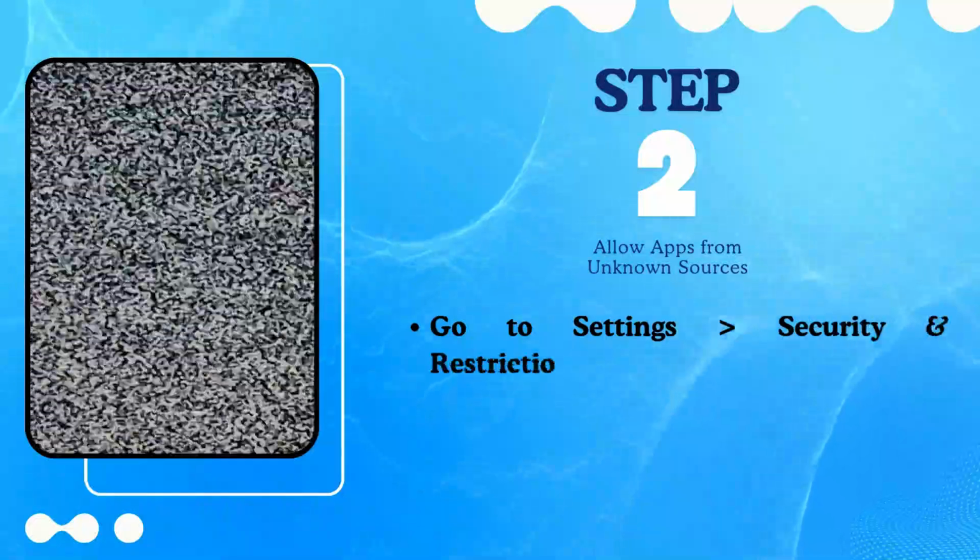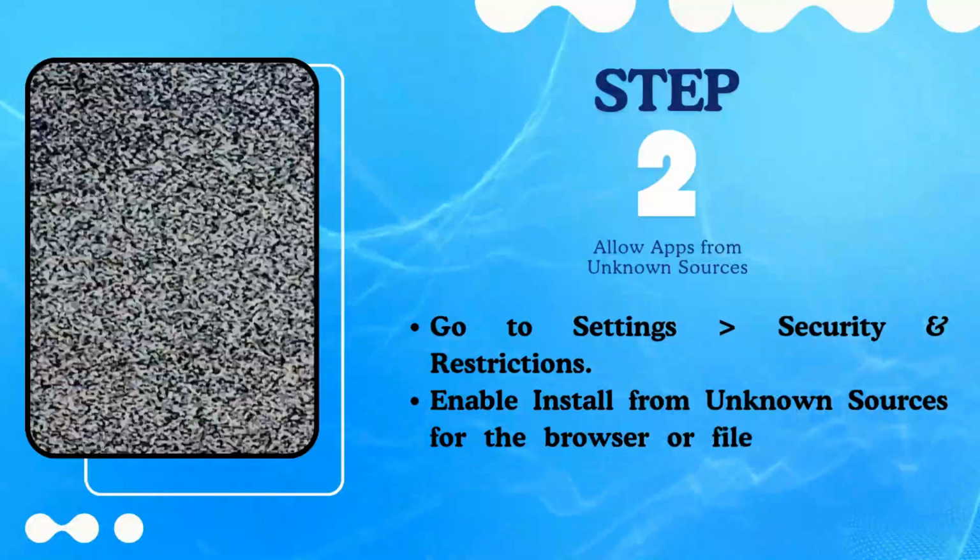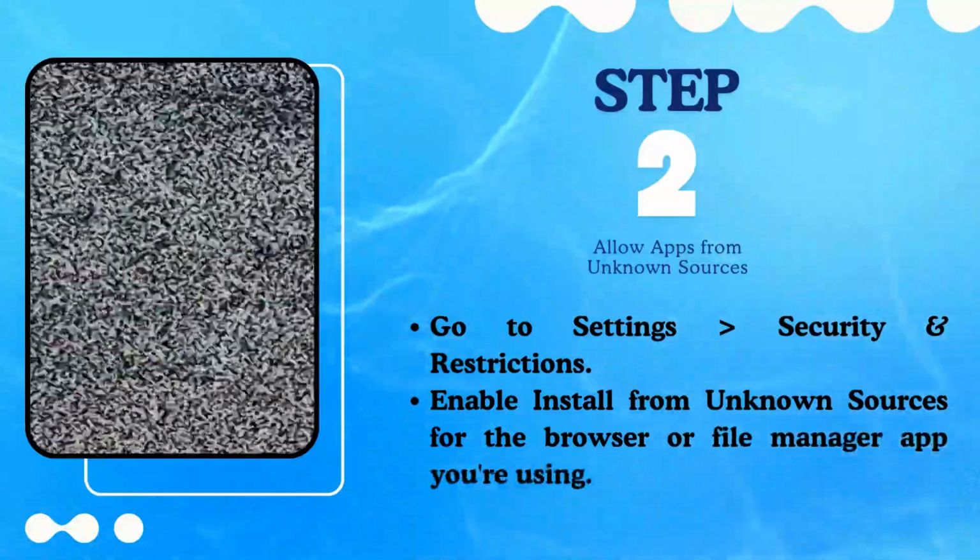2. Allow apps from unknown sources. Go to Settings, Security and Restrictions. Enable install from unknown sources for the browser or file manager app you are using.